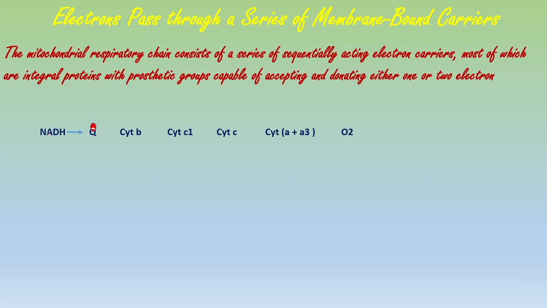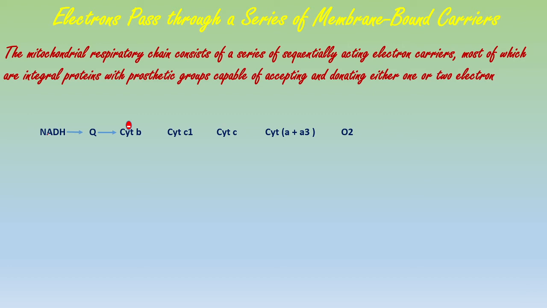When it takes one electron, it gets reduced to the semiquinone form. When it takes two electrons, it can fully reduce to ubiquinol. Ubiquinol, when reduced, transfers its electron to cytochrome B of complex 3, and ubiquinone, when it transfers this electron, gets oxidized and it can take further electrons from NADH.